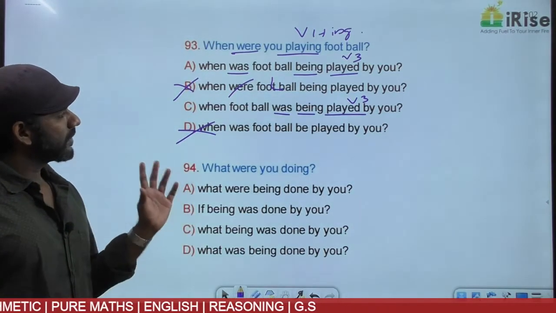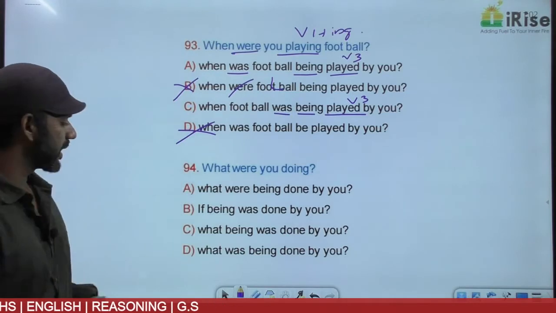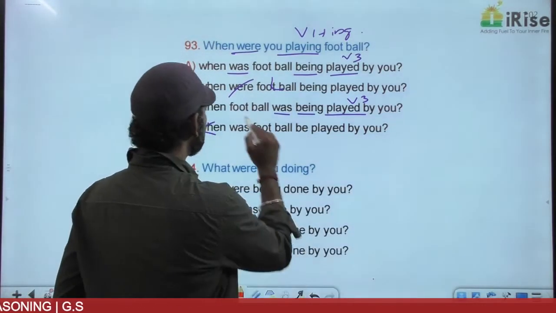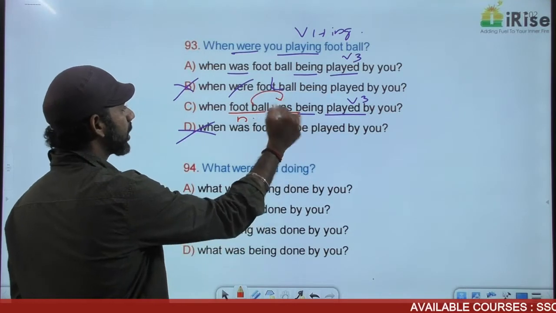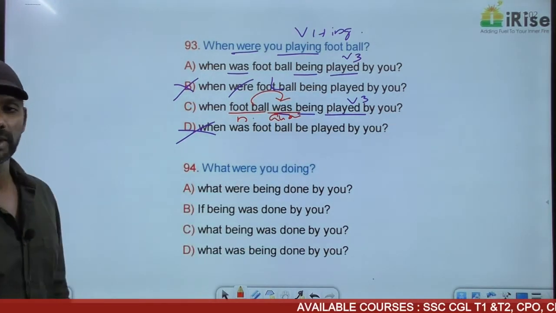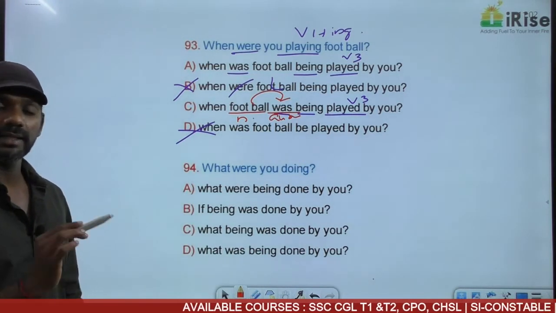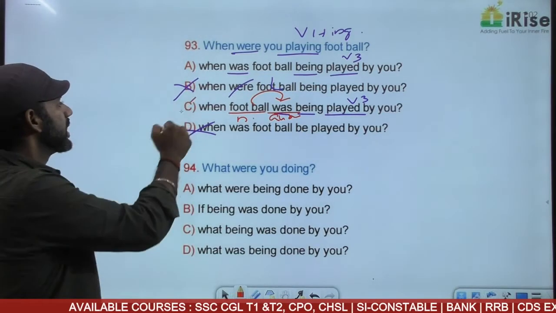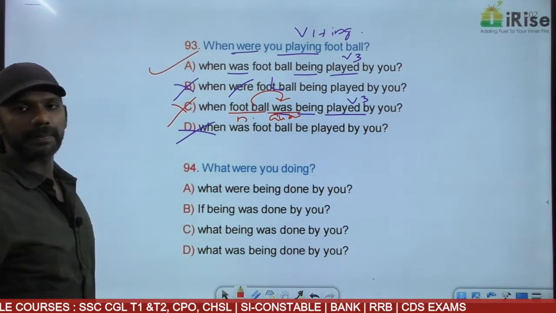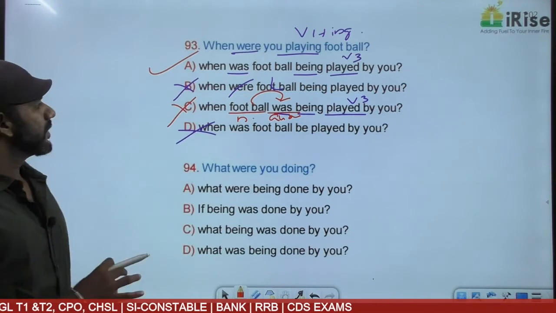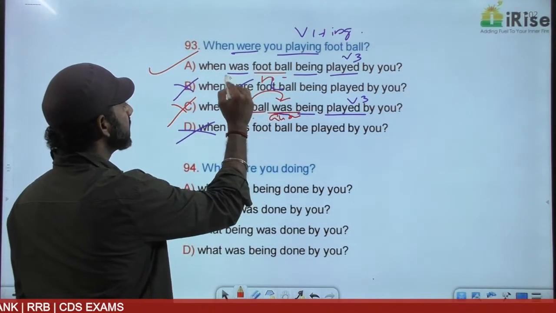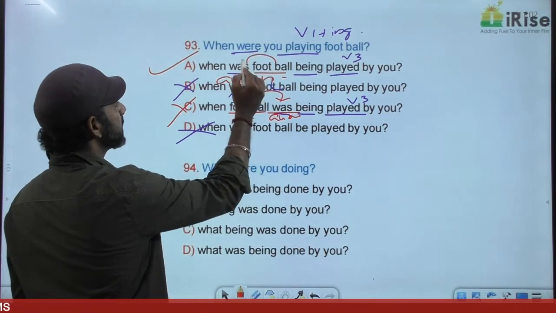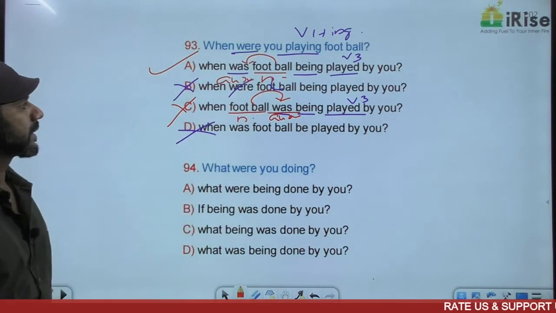Come to C. When football was being played by you, football is the noun here. Was is the auxiliary verb. The auxiliary verb is coming after the noun. This is an interrogative sentence. The auxiliary verb must come before the noun. Grammatically wrong. The answer is A. Now come to A once again. When was football being played by you? Football is a noun here. Was is the auxiliary verb. The auxiliary verb is coming before the noun. Grammatically correct.